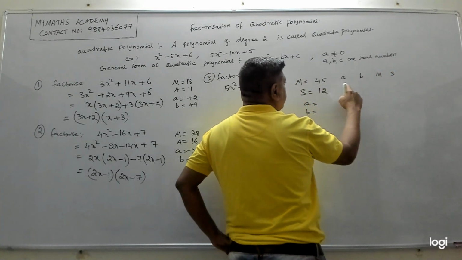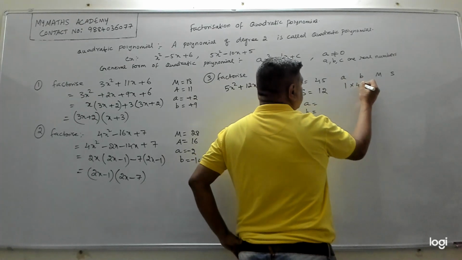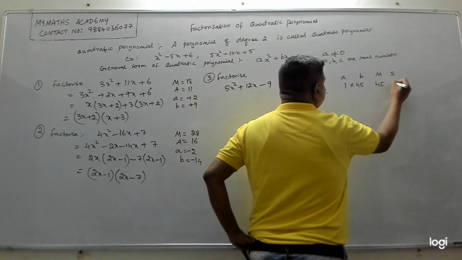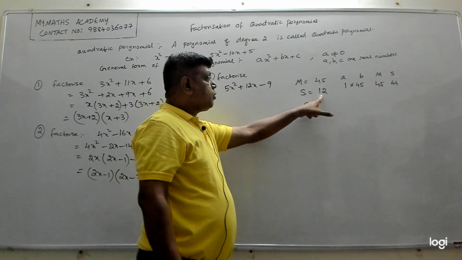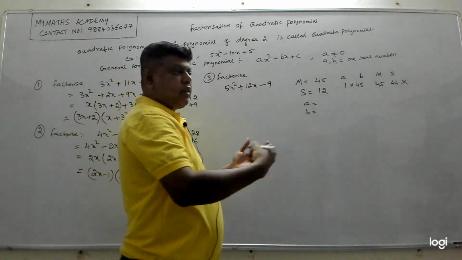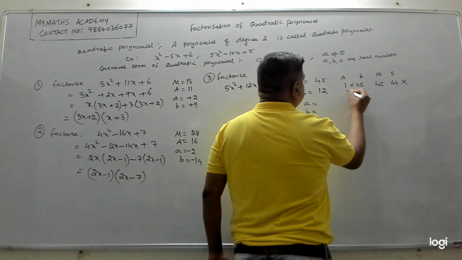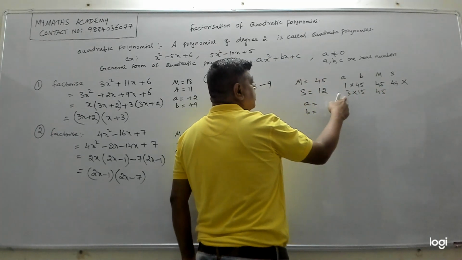Now when I multiply two numbers, I should get 45. The easy two numbers are 1 into 45. 1 into 45 is 45. Now subtract, 45 minus 1 is 44. But when we subtract, we should get 12. So this won't work. Wrong. Now try the next number. 2 into, no, it will not go into 45. 3 into 15 is what? 45. Now what is 15 minus 3? 12.